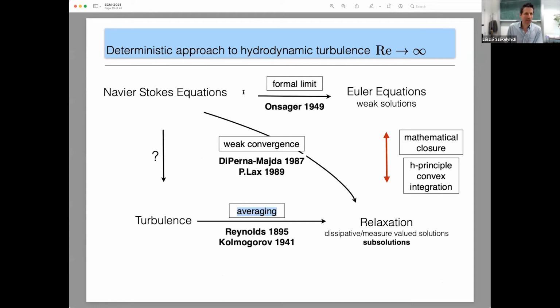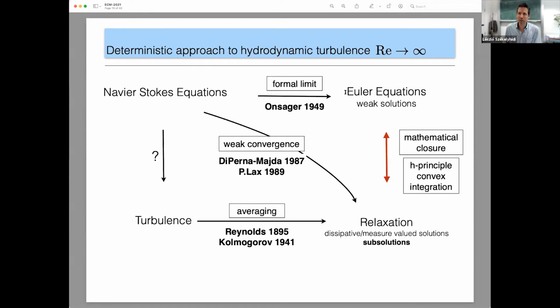On the other hand, you could just say, well, I can look at sequences of weak solutions of the Navier-Stokes equations. I look at weak convergence, the weak limit of a sequence of solutions. And in this way, I also converge to something very similar. This was introduced by DiPerna-Majda in the case of the Euler equations, and also proposed by Peter Lax in the context of dispersive equations.